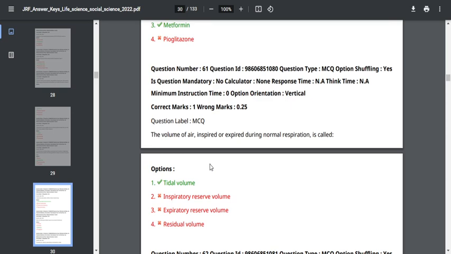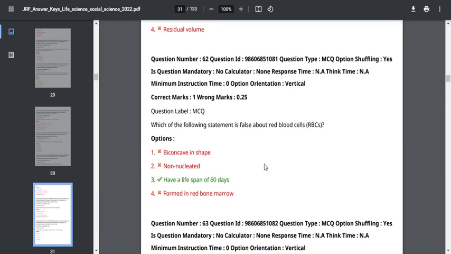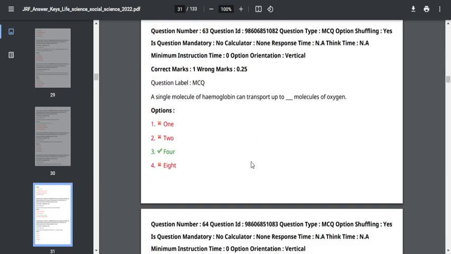Okay. The volume of air inspired and expired during normal respiration is called tidal volume. Next, which of the following statements is false about RBC? They are biconcave, correct. They are non-nucleated, correct, and they are formed in red bone marrow, correct. But here they have given a lifespan of 60 days, whereas the RBC lifespan is 120 days. We studied this in our 8th standard itself.